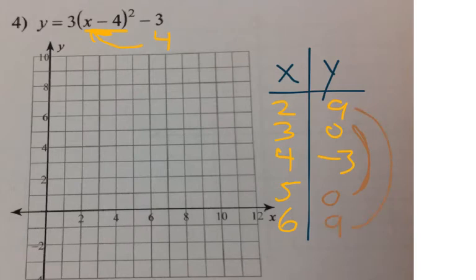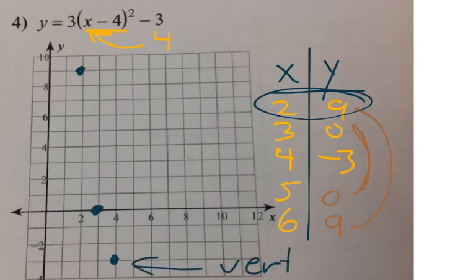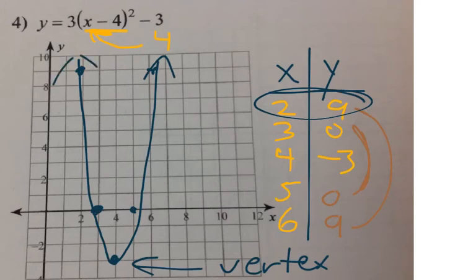All we have to do is graph. I'll start with 2, 9. So 2, 9 is right there. 3, 0 is right there. 4, negative 3 is right there. That's called the vertex, by the way. V-E-R-T-E-X. That's the middle of the graph. 5, 0 is right there. And 6, 9 is right up there. Here is my parabola. Okay. Pause the video if you need to.